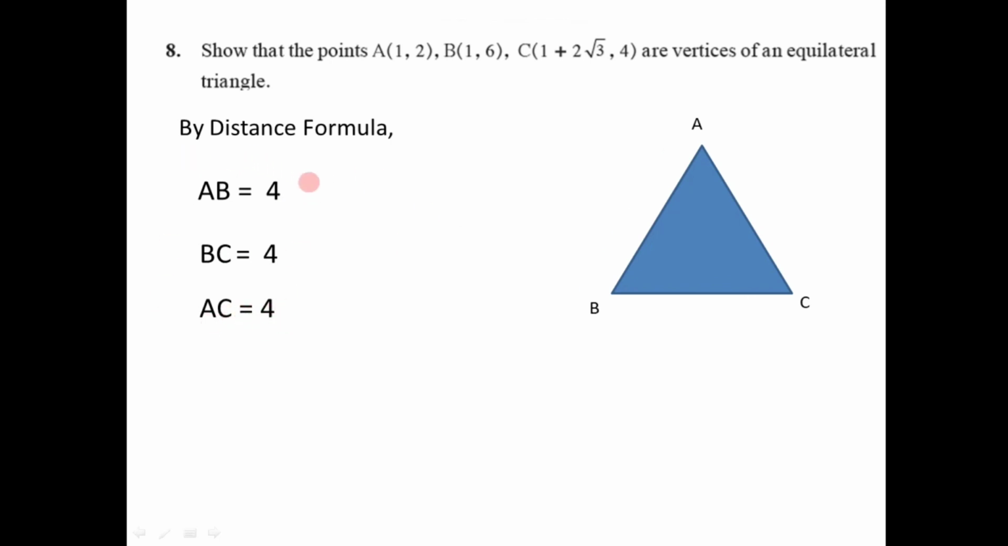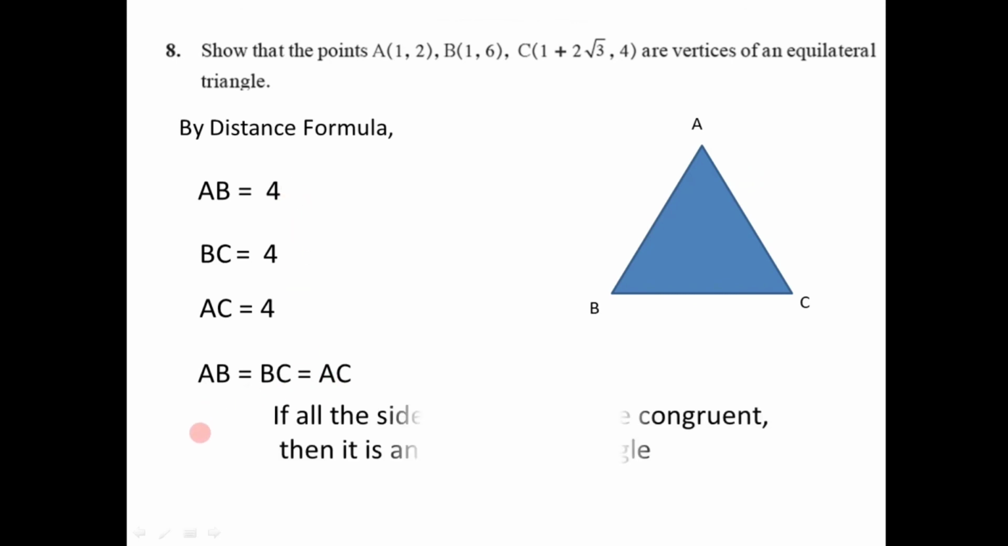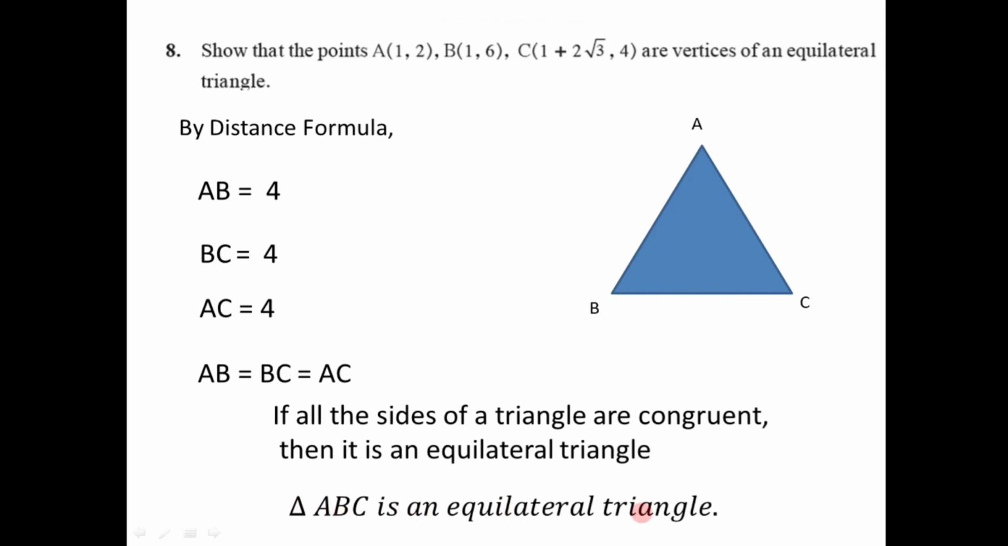You can check whether we get these distances correct or not by using the same procedure for finding the distance between any two points. Now from this, as we can see, the lengths of all the three sides of triangle ABC are equal. That is, AB is equal to BC is equal to AC, which is 4 units. And we know that if all the sides of a triangle are congruent, then that triangle is an equilateral triangle. As these three sides AB, BC and AC are congruent, the given triangle ABC is an equilateral triangle.